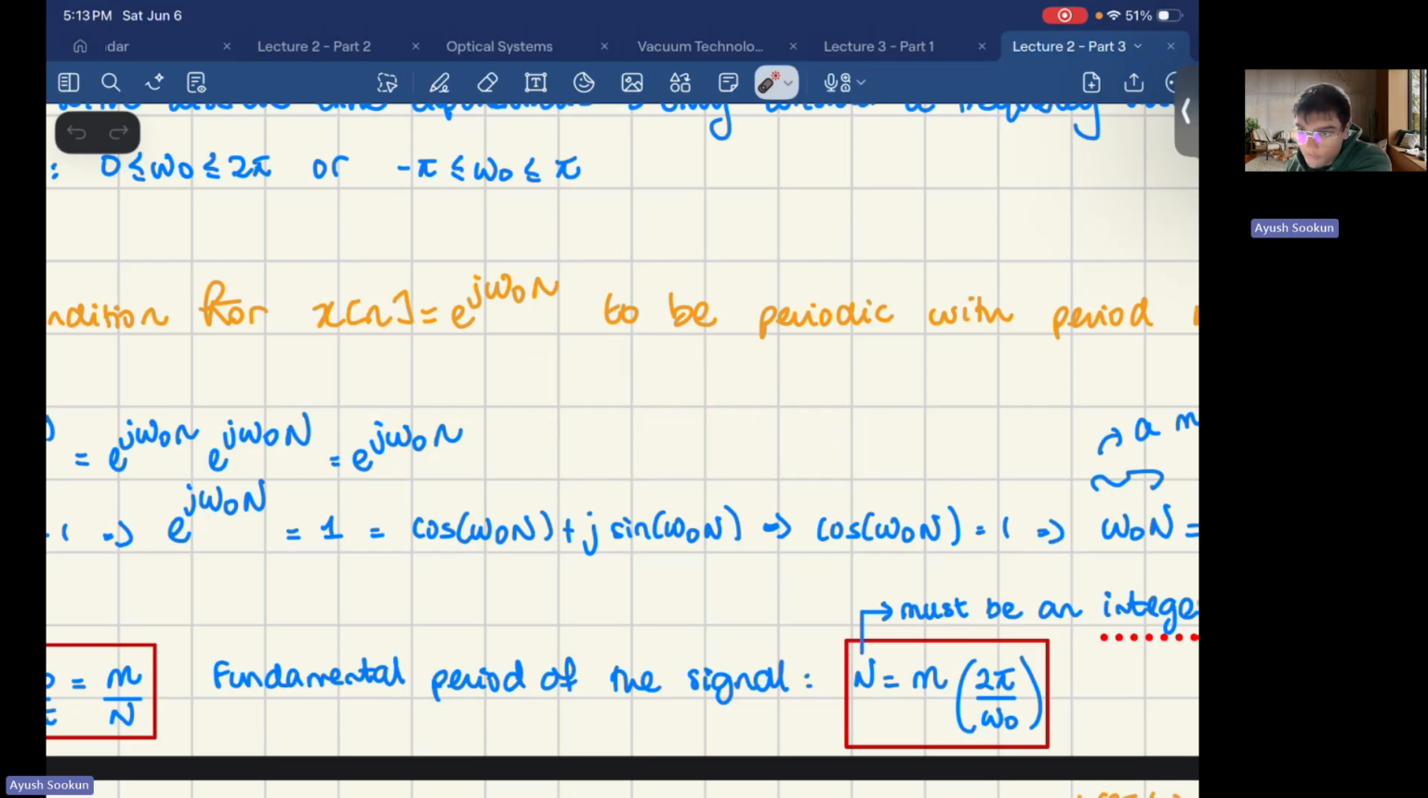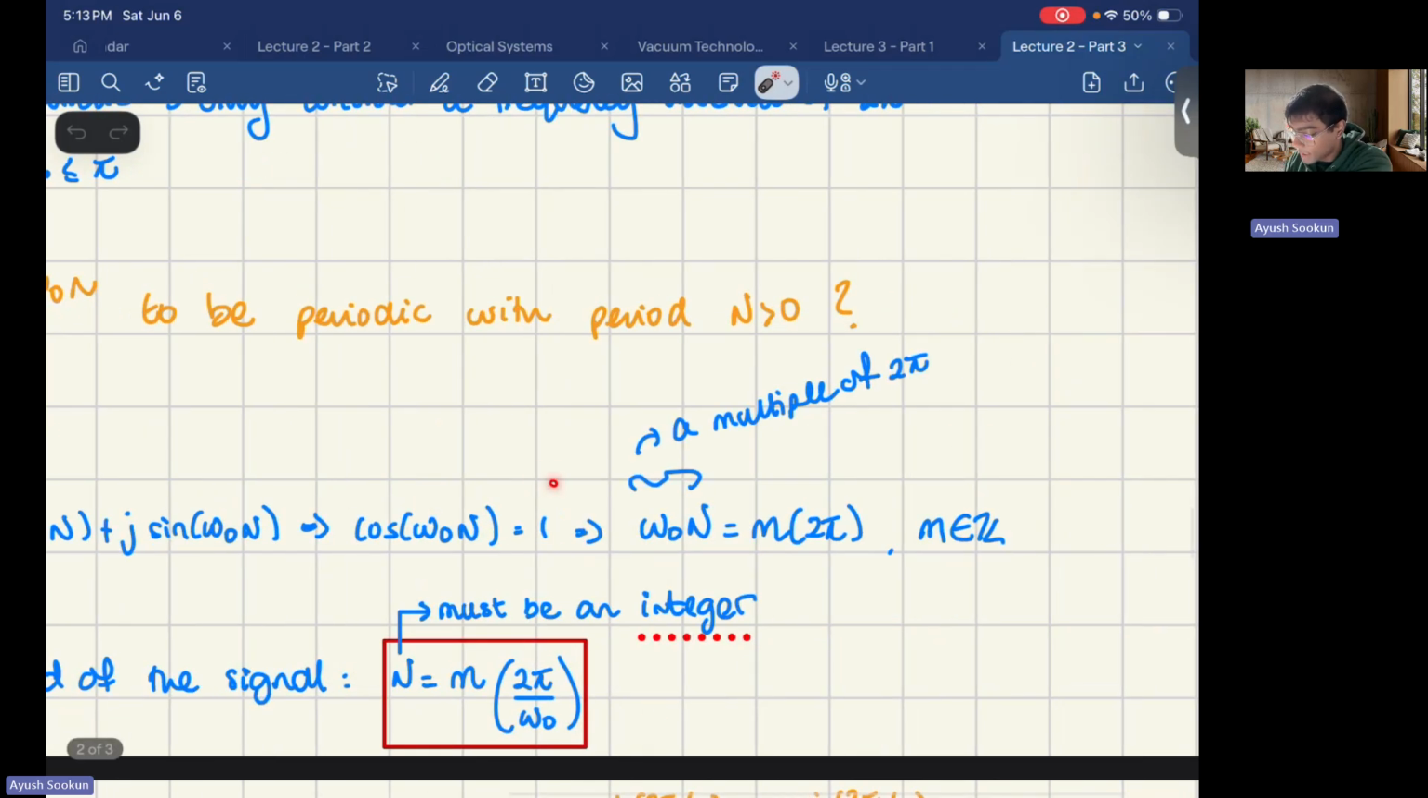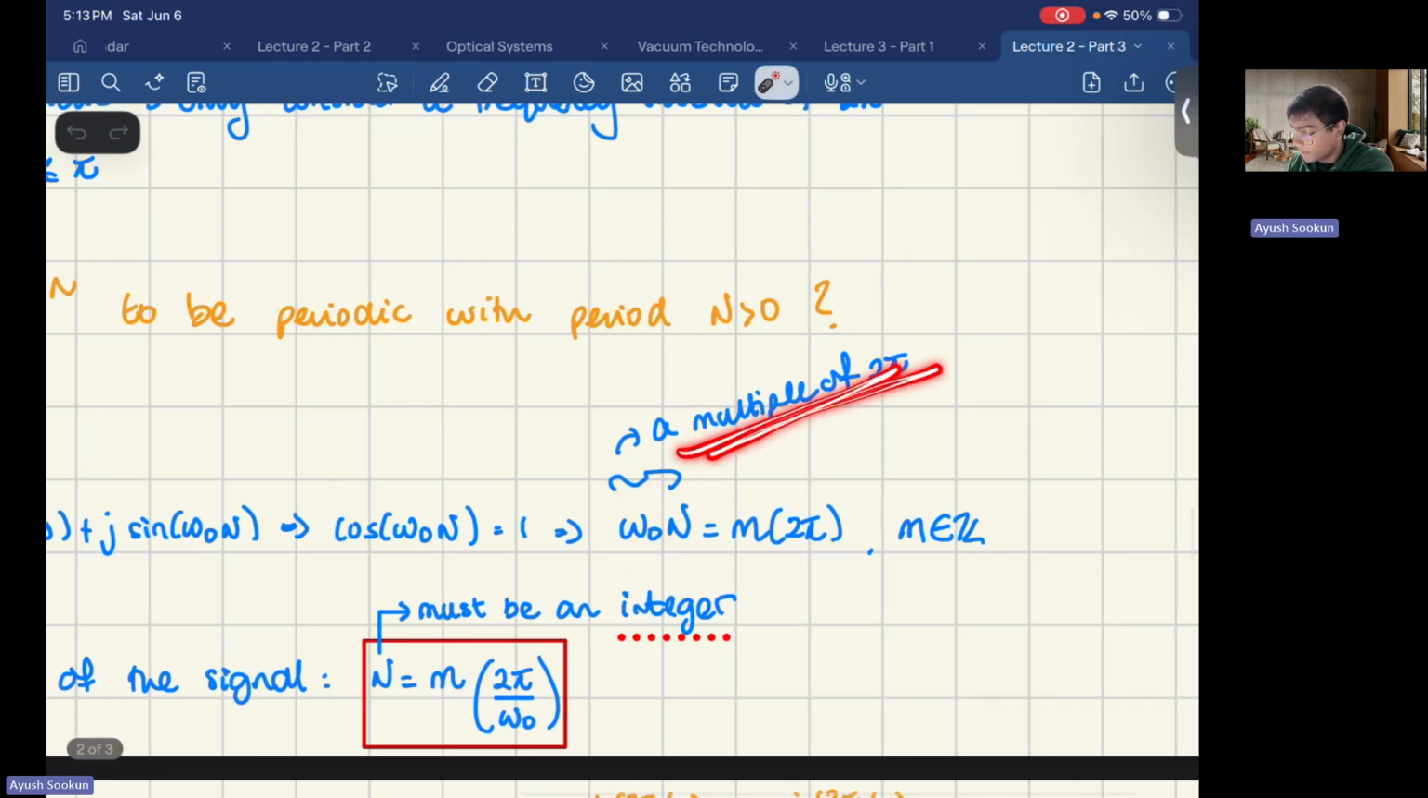But in this case, we don't have a plus jb, we have cosine and sine. So if cosine of something plus j sine of something is equal to 1 plus j0, then the cosine has to be equal to 1 and the sine has to be equal to 0. So my cosine has to be equal to 1. And for this cosine to be equal to 1, high school math tells you that omega 0 N has to be a multiple of 2 pi. I'll call that multiple an integer m of 2 pi. So omega 0 N has to be a multiple of 2 pi, where m is an integer.